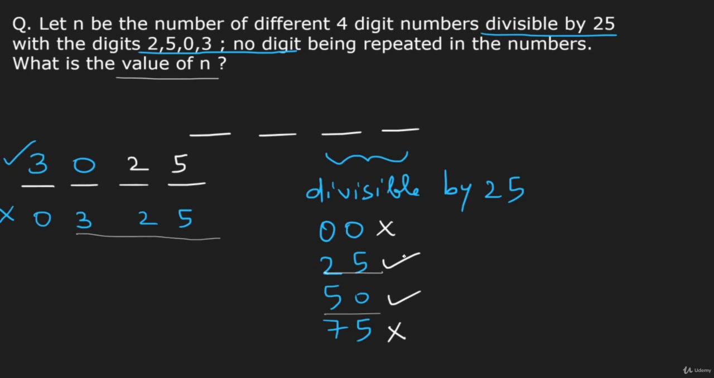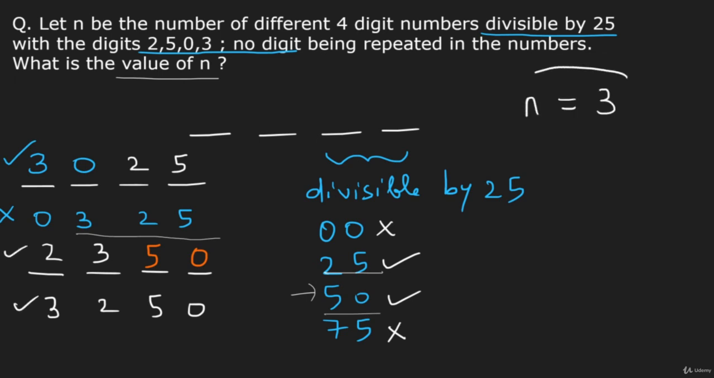Alright. Now, let me fill the next case. Let me fill 5, 0 in the last two digits. So I have 5 and 0 over here. Now, let me fill the other two digits over here as 2, 3, or I can fill it as 3, 2, like this. Alright. Now you can see both these numbers are valid because they are 4-digit numbers. Therefore, the answer of n is 3. There are 3 such numbers which you can form. The numbers are 3025, 2350 and 3250.